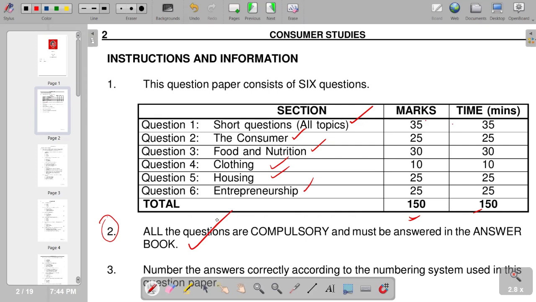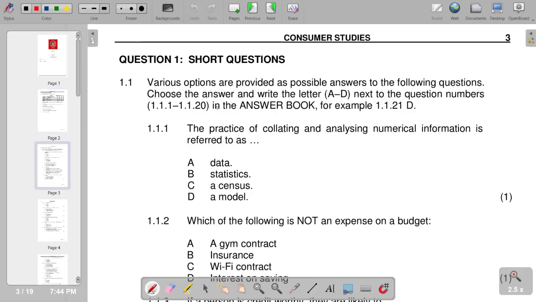So we go to the first part of our question paper, which is now on short questions. So it's a multiple choice section. In terms of the first question, the practice of collecting and analyzing numerical information is referred to as. The options are data, a census, a model. So the correct one is statistics. So statistics, we have it on B.